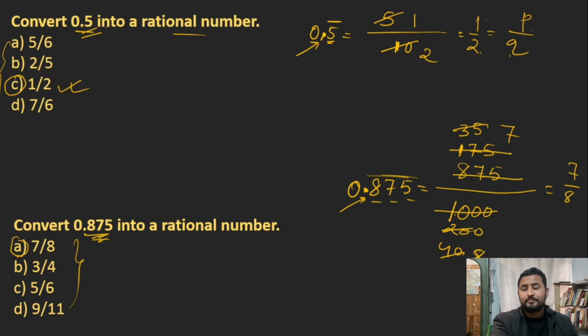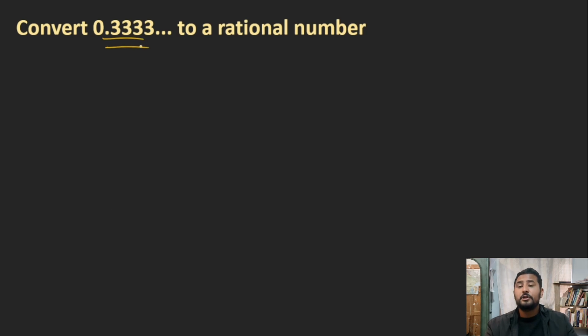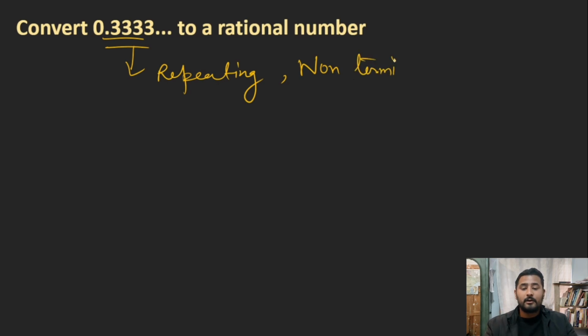Let's see the next question. Now these, can you see, are non-terminating but repeating. These are also a kind of rational number. I mean decimal numbers which are repeating and non-terminating can also be represented in the form of p by q. So let us see how we will convert 0.3333 and so on, this 3 repeating up to infinity, to a rational number in the form of p by q.